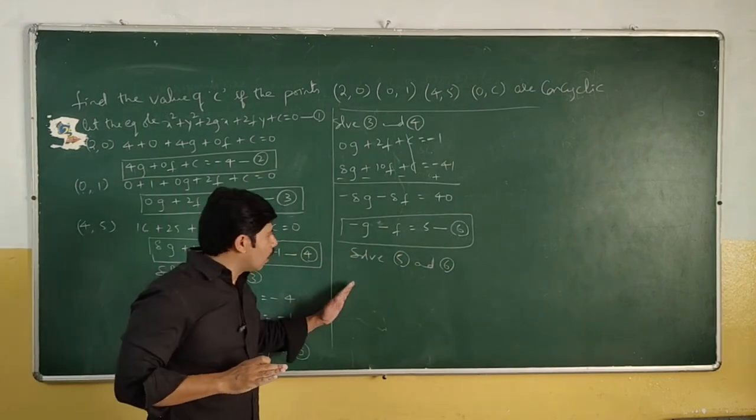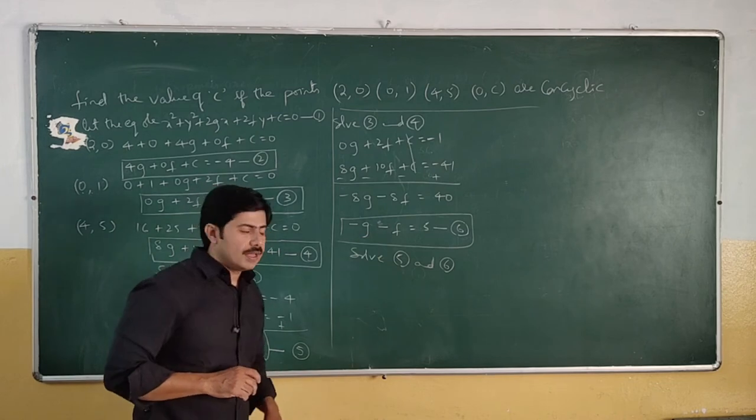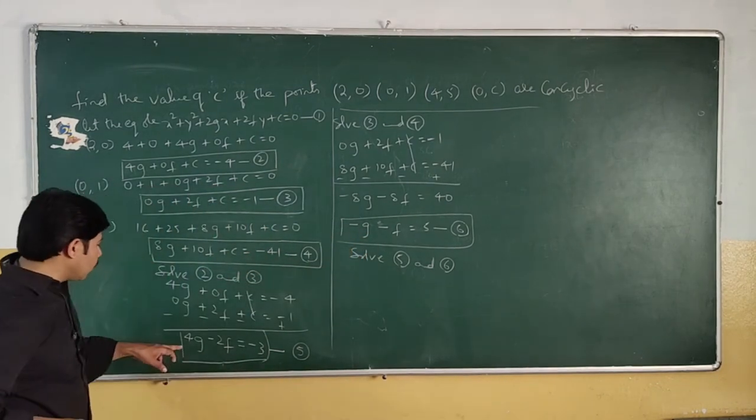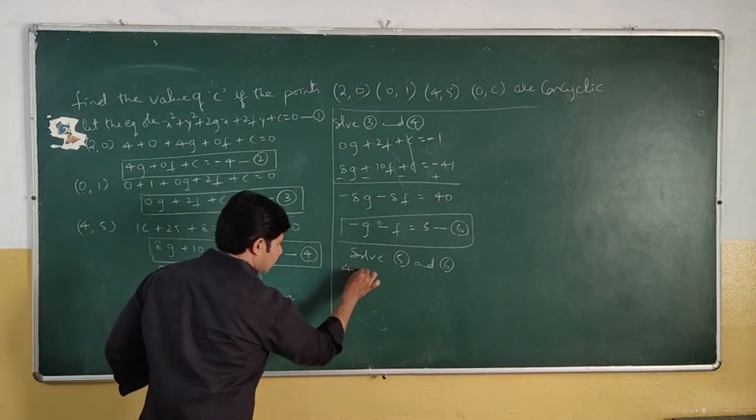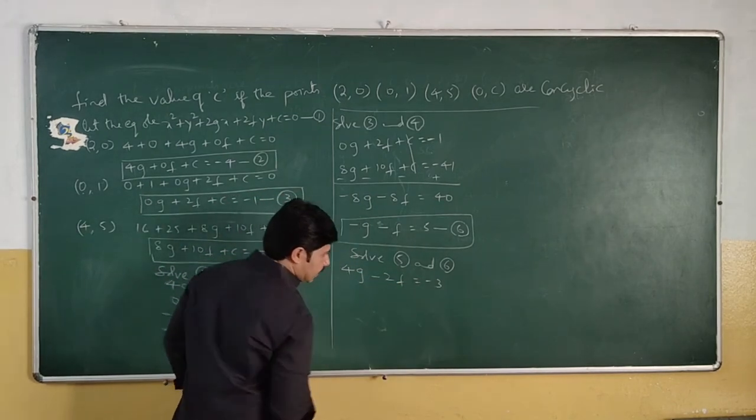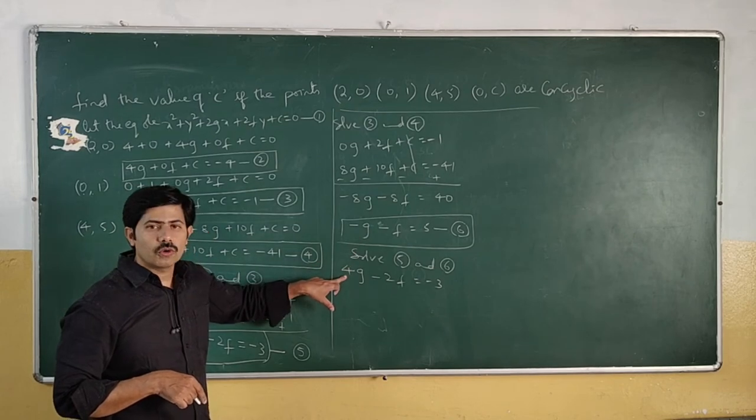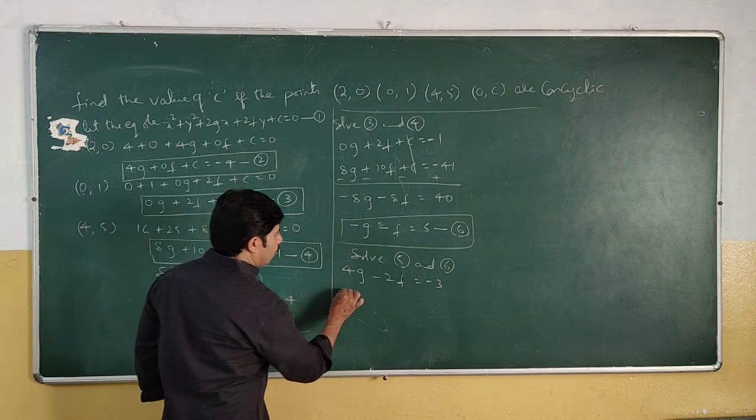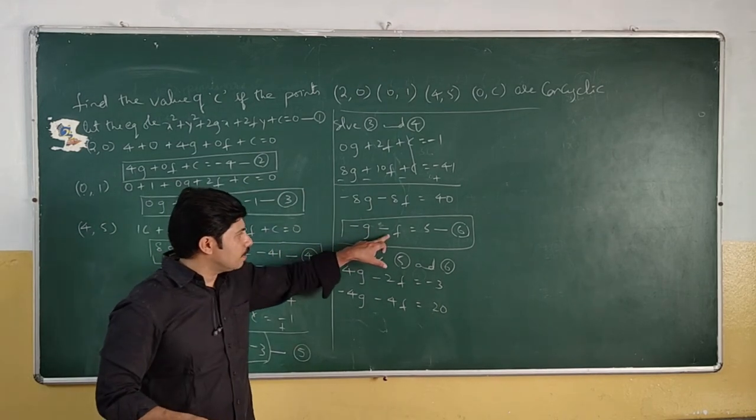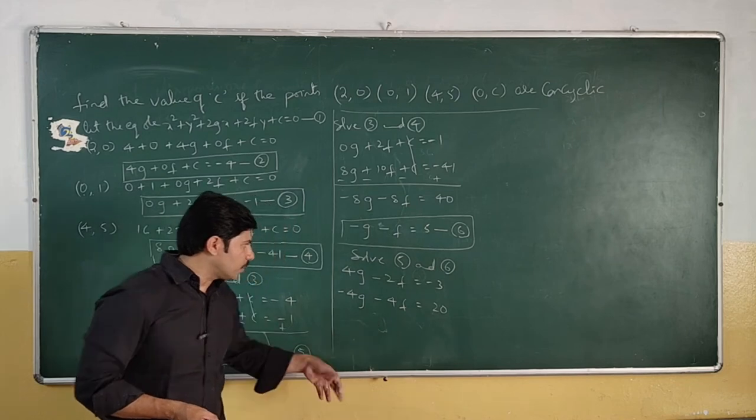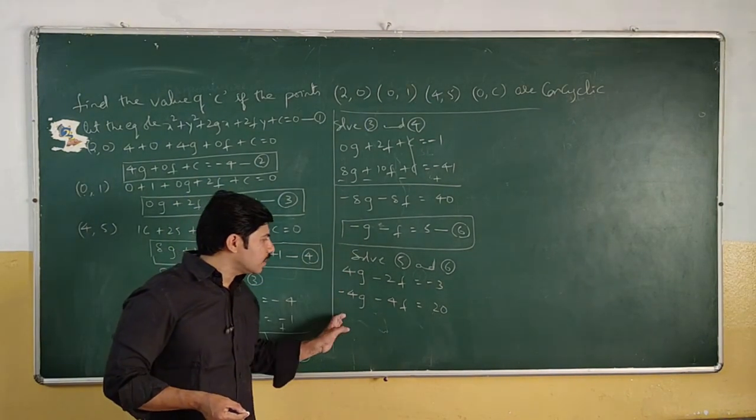Now here, when we solve, either you have to eliminate g or f. How to eliminate g or f? Those coefficients must be the same. But here, what is the g coefficient? Minus 1. And here, what is the g coefficient? 4. So to eliminate g, I write equation 5 as it is: 4g minus 2f is equal to minus 3. I will multiply equation 6 with 4 so that we can eliminate g. So multiply with 4: minus 4g minus 4f is equal to 20. Why are we multiplying with 4? In the fifth equation, the coefficient of g is 4. To eliminate g, I am multiplying equation 6 with 4.